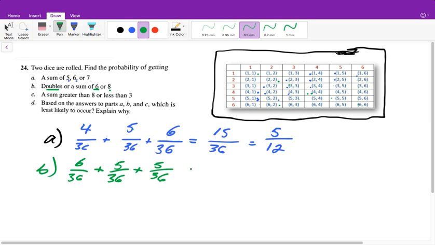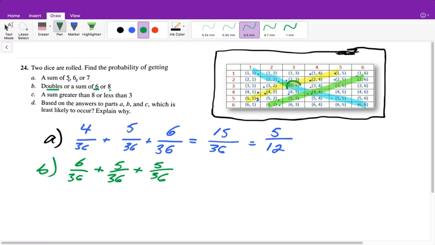But then for this one, we need to see, did anything occur twice? So I'm going to show you here we have, for the doubles, this line down here. So it's all of these. And then for a sum of 6, we'll do this. So for sum of 6, we have these here. And then for the green, for the sum of 8, we have these here. So we need to see, did anything occur twice? Because if it did, we need to subtract it out.